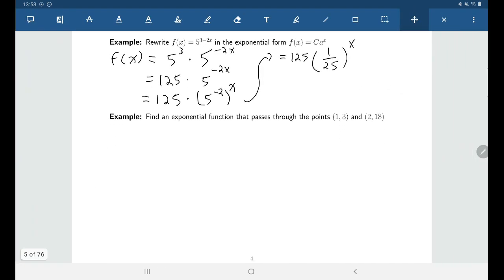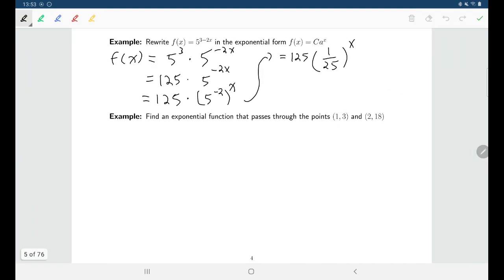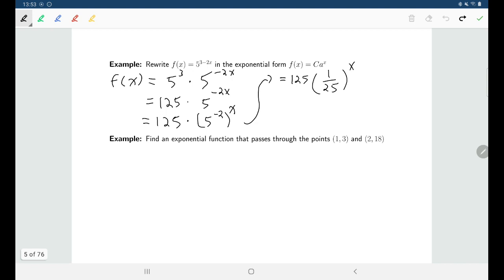All right, so now another one that we want to do here, we have an exponential function that is supposed to pass through these points, (1, 3) and (2, 18). And we know that the basic form for the exponential function would be some constant times a to the power of x. Now, we know that it has these 2 points on it, which means that the equation has to be satisfied for the point (1, 3) and also the point (2, 18).